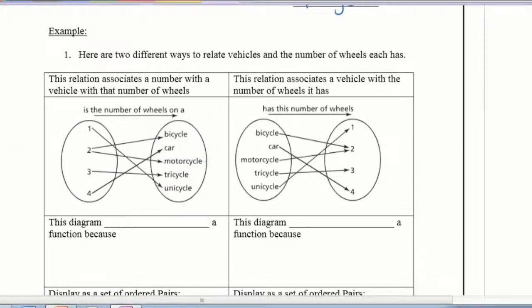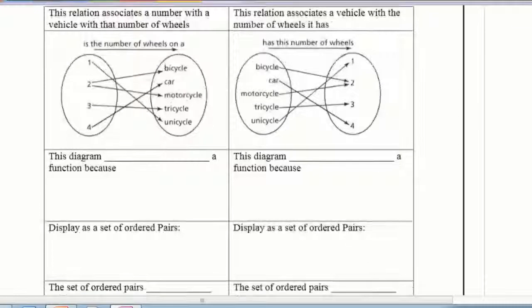There we go. Same thing over here, except we're going backwards. This relation associates a vehicle with the number of wheels it has. So we're going kind of the opposite way. Bicycle has two, car has four, motorcycle has two, tricycle has three, unicycle is one. There we go. So let's talk about what we're dealing with here. This diagram does not represent a function.